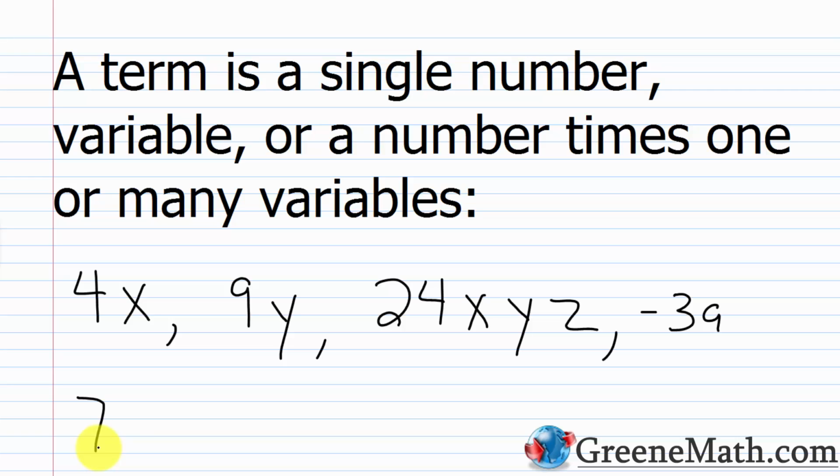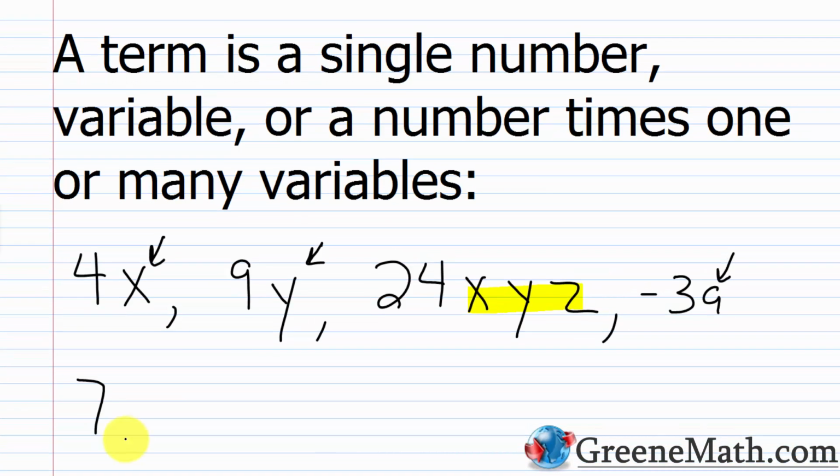Or it's a number times one or many variables. So in this case, you have one variable, one variable, one variable. In this case, you have many variables. And these variables can be raised to powers. So for example, I could have had an example of a term where I have 24x squared y to the 4th, z to the 8th, let's say n to the 12th. That's a term, right? A single term.